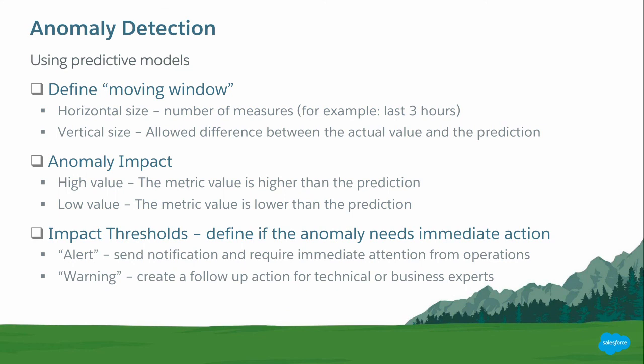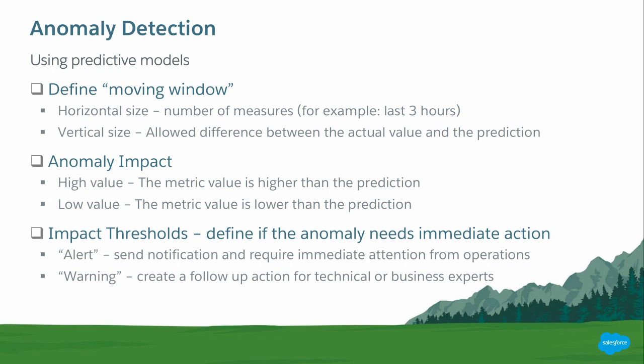That moving window has its width and its height. The horizontal size, or width, is a specific number of measures, for example the last 3 hours, or the last 15 minutes, or whatever, and it could be multiple data points. The vertical size is essentially how much variation you allow for this metric. If the metric exceeds that vertical size, then you declare it an anomaly. So it is essentially the difference between the actual value and the prediction.